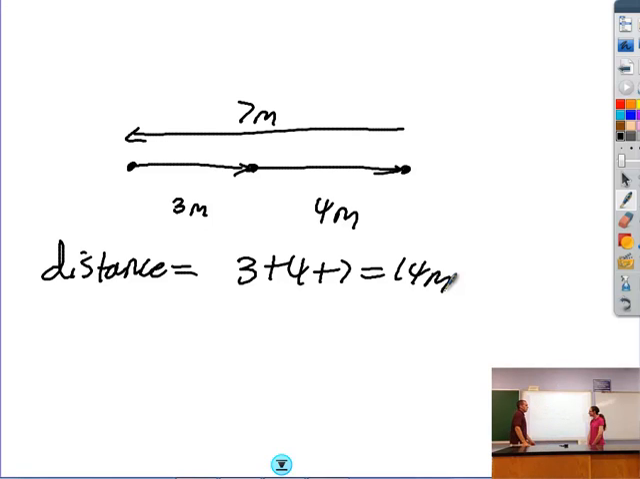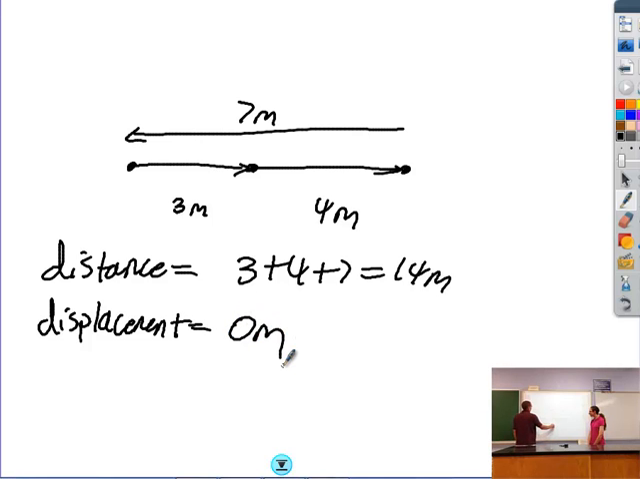But what's your displacement? Displacement, I'm just looking at where I am compared to where my reference point is, right? Right. So my displacement then, I guess, would only be 0 meters. Are they the same? No. But sometimes they could be the same, right? They could be the same, right?